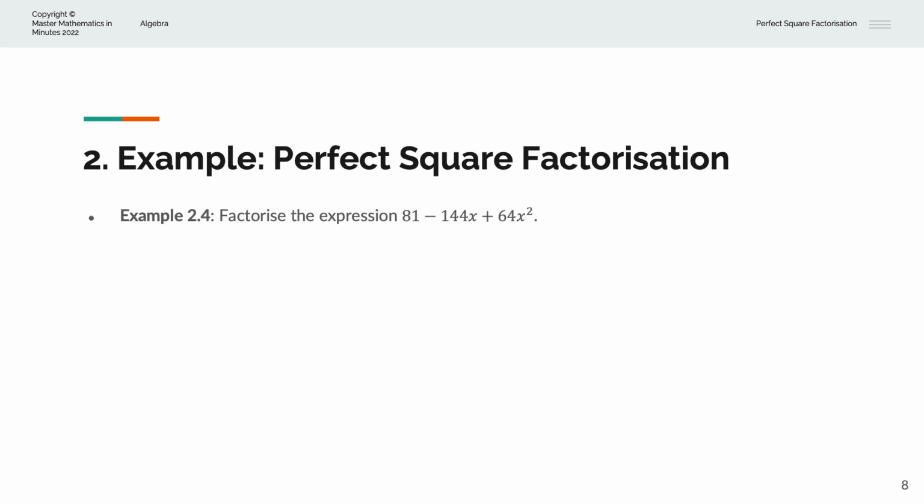In the fourth example, we're asked to factorize the expression 81 minus 144x plus 64x squared. So we'll need to rewrite this expression. So 81 is now 9 squared, and 64x squared is now 8x, the entire thing, squared. So with a squared with a being equals to 9, and b squared with b being equals to 8x.